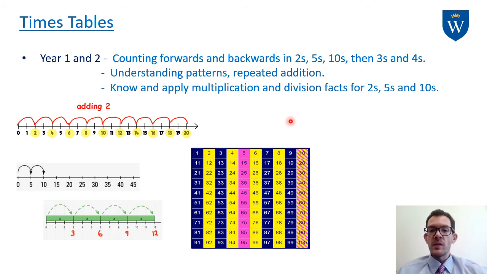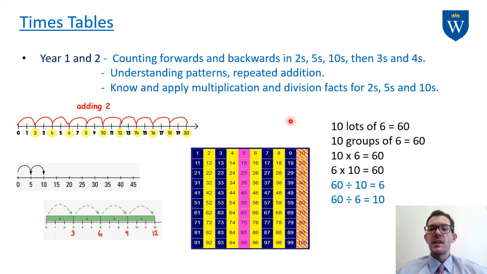Now, the other thing that we do in school is we focus on the language, because we don't just write maths, we talk about it as well. So instead of just saying 10 times 6, we might say 10 lots of 6 equals 60, and 10 groups of 6 are 60. We'll also remember the commutative law, where if 10 times 6 is 60, I also know 6 times 10 is 60.